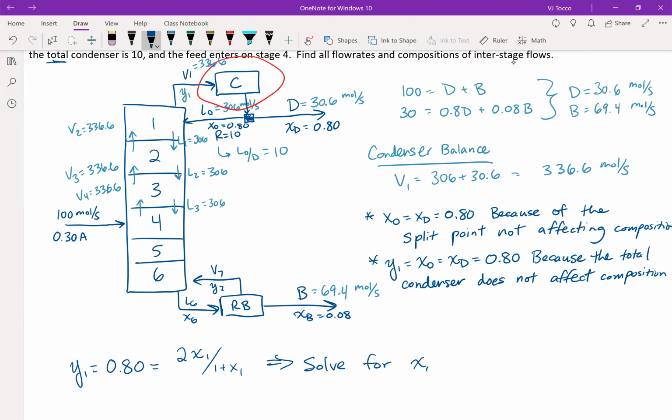And I think I'm going to leave the calculation part to you. Well, actually, it's going to be informative if I tell you what it is. So x1 is equal to 0.667 is what I got.